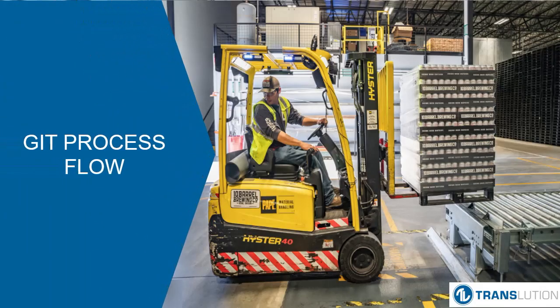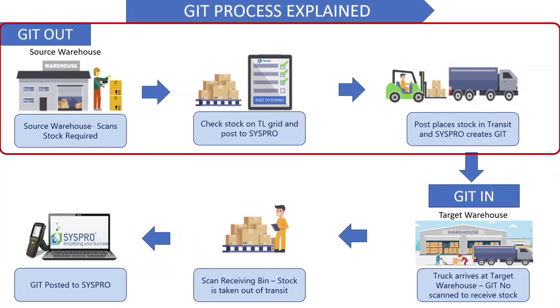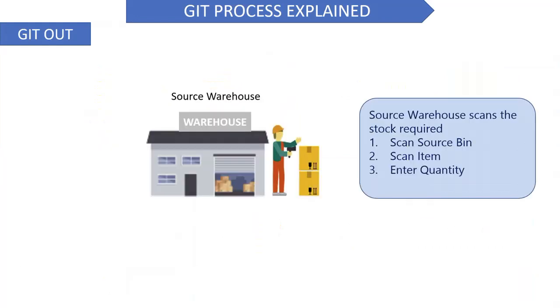Let's take a look at the GIT process. We have a couple of functions available to handle the GIT out, which is the transfer out of the source warehouse, and the receive GIT in, which is the receiving at the target warehouse. We begin with the GIT out.